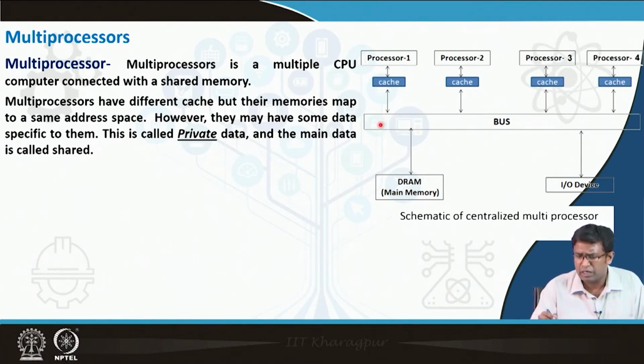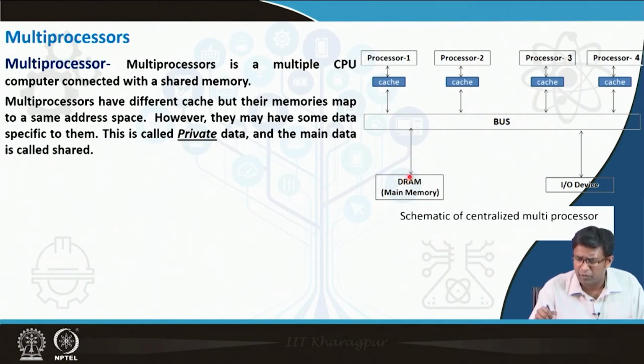So, there is a bus or an interconnect network switch which is connected to a shared memory, and this memory can physically come in pieces, but virtually, or in practice, it is the same set of contiguous memory which is visible to all the processors. They have their own caches. Multiprocessors have different caches, but their memories map to the same address space.